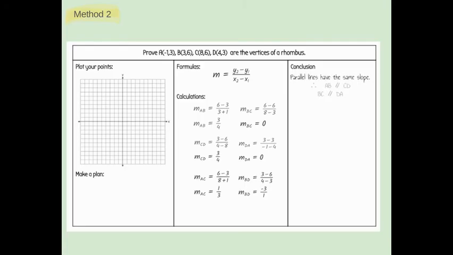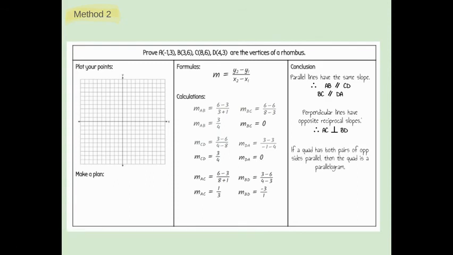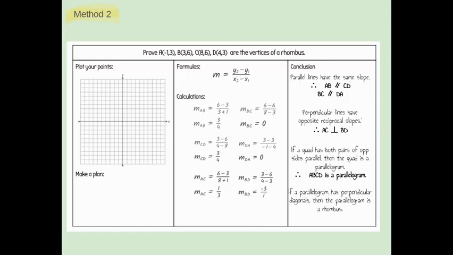So parallel lines have the same slope. Opposite sides are parallel. Perpendicular lines have opposite reciprocal slopes. AC is perpendicular to BD. If a quad has both pairs of opposite sides parallel, it's a parallelogram. So ABCD has to be a parallelogram. And if a parallelogram has perpendicular diagonals, then that parallelogram is a rhombus.